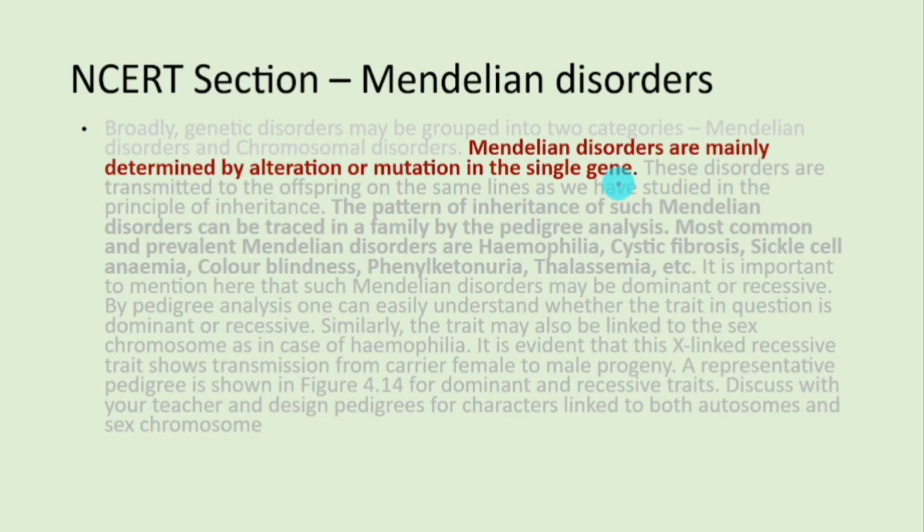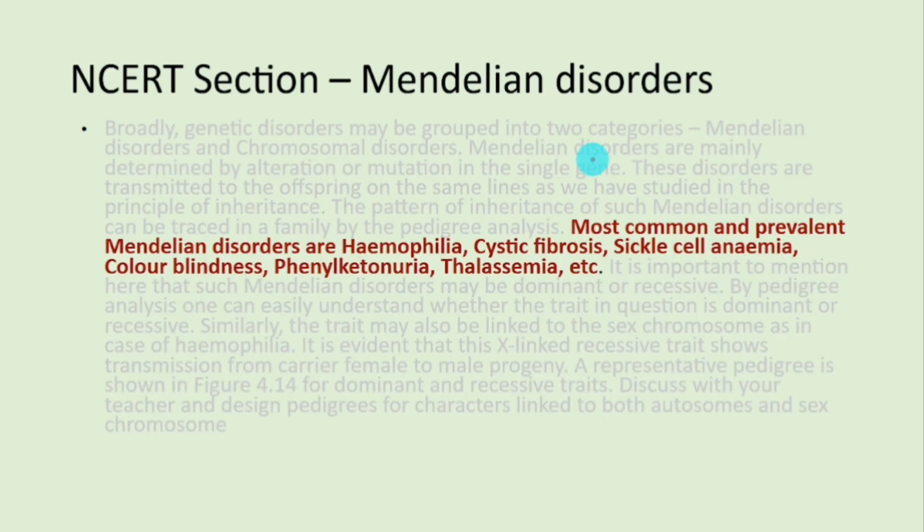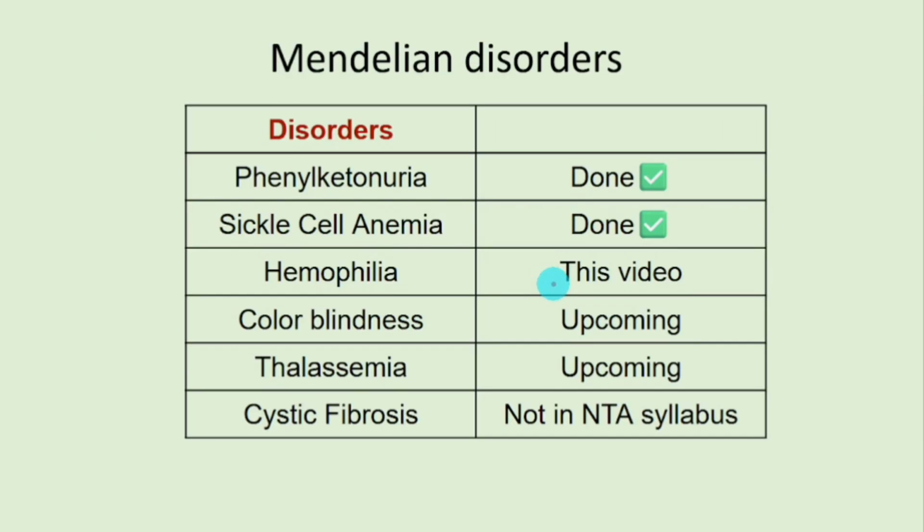So Mendelian disorders are mainly determined by alteration or mutation in the single gene. Okay, single gene mutations are Mendelian disorders. And these are few names. I have listed it in this table. So far we have completed these two. Today we will discuss hemophilia, and in the next 2 days I will cover these two topics.